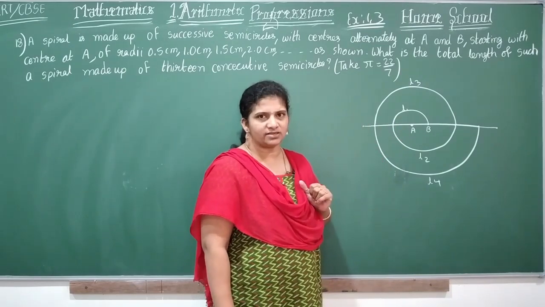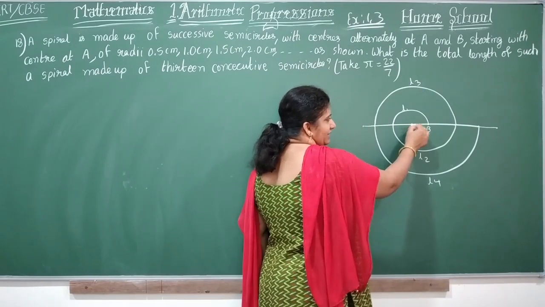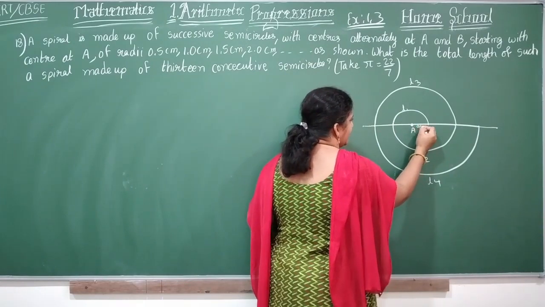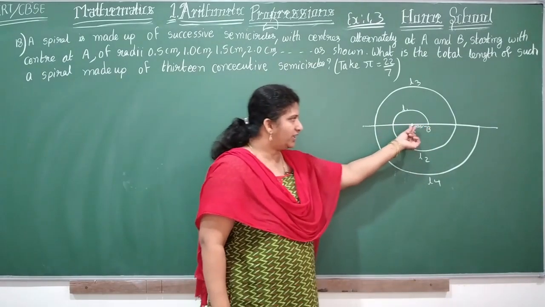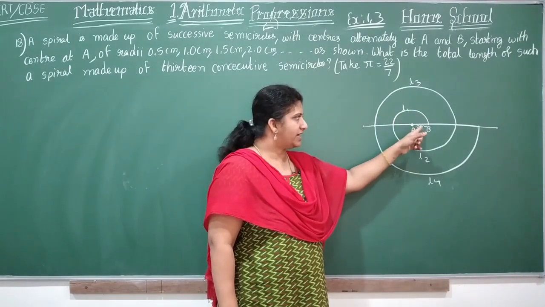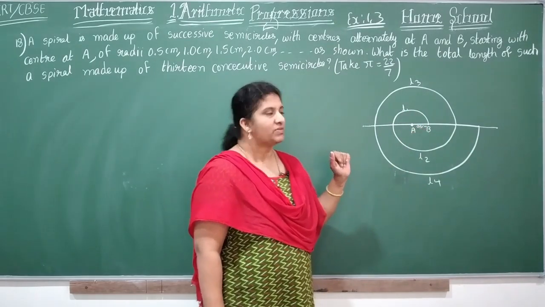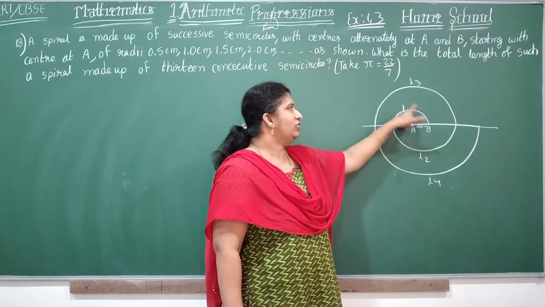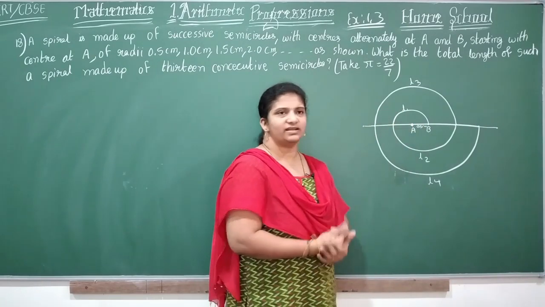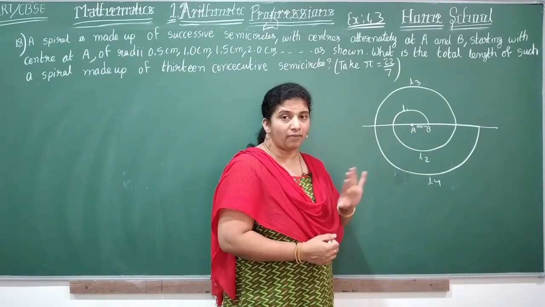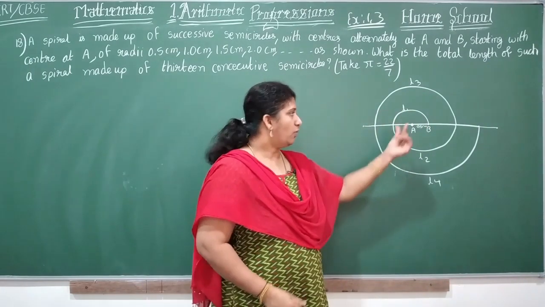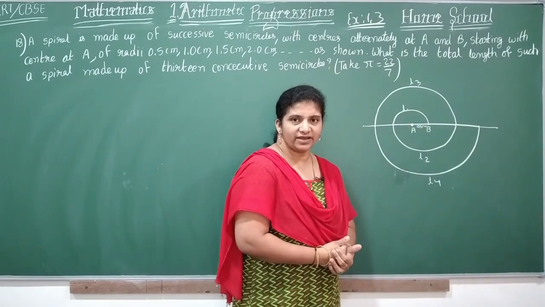From where are we going to consider the semicircle? With A as center. What is the radius given here? 0.5 centimeters. Look here carefully. With A as center, this is one semicircle. The radius for this is 0.5 centimeter. Now, the length of the spiral is represented by L1. I'm not talking about the area. Only from here to here, how much is it? Its radius is 0.5 centimeters.